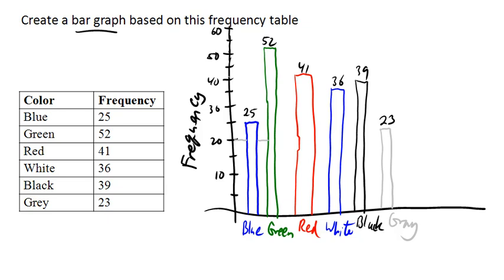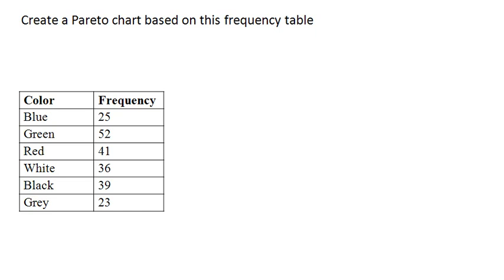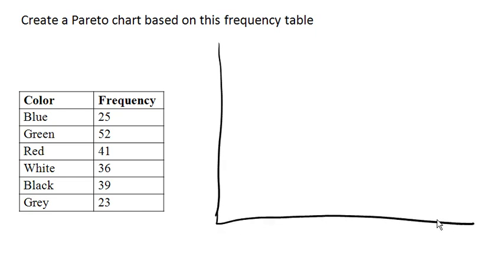So this was a bar graph for this frequency table of car colors. Now we're going to try to create something called a Pareto chart. A Pareto chart is really the same idea as a bar graph. It's just a specific type of bar graph. So we're going to start it the same way.